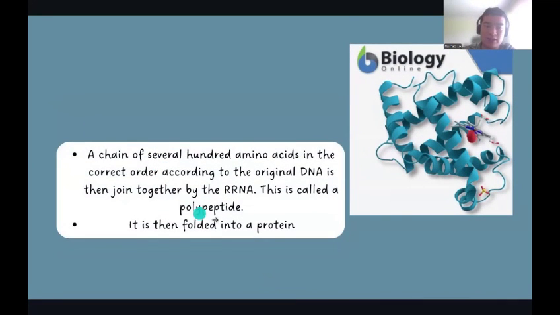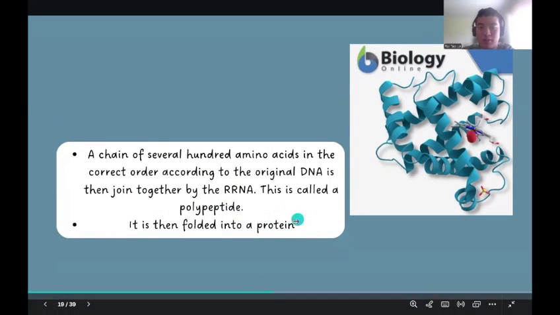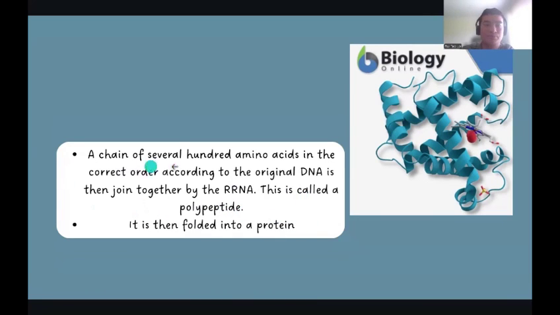So amino acids are like the material, like monomers, and when they bind together, it becomes a polymer, which is a long chain, a polypeptide. The polypeptide is then folded into a protein. It's the protein, but before it's folded, it's a chain in the correct order. So that's how the protein is made from the instructions in the DNA.